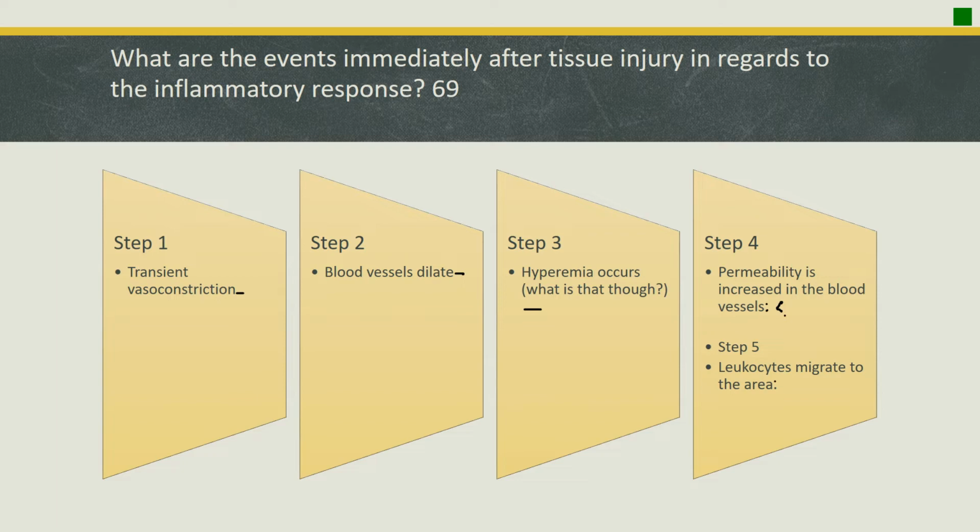What are leukocytes and what does their migration to the area, what does it do to the skin? So just knowing the steps isn't enough. You kind of need to go, okay, what does this mean? What is vasoconstriction? Transient means off and on, not consistent, not all the time. Vasoconstriction is the vessels are constricted. So take a look at the different events, but also describe them well.